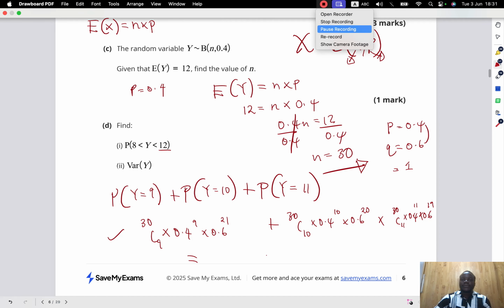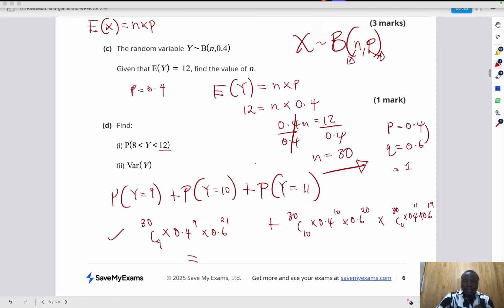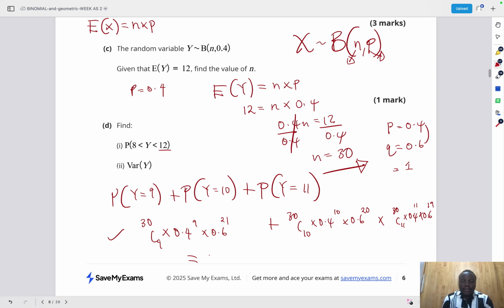Okay, so the answer is 0.3370, to 3 significant figures. So as you understand, they are talking about Y greater than 8, meaning 9. They are not decimals because these are discrete random variables. If you remember when we looked at discrete random variables, they are not decimals. So if it's greater than 8, it means 9, 10, 11. Less than 12 means starting from 11 going down.